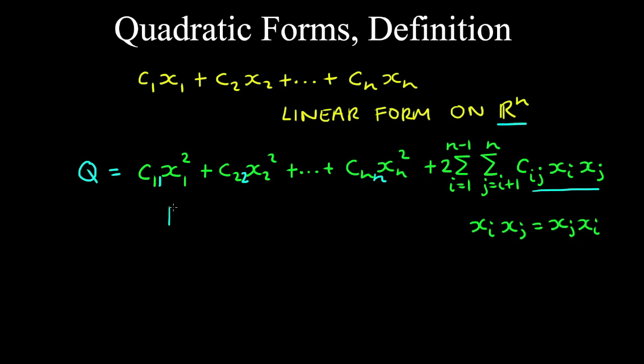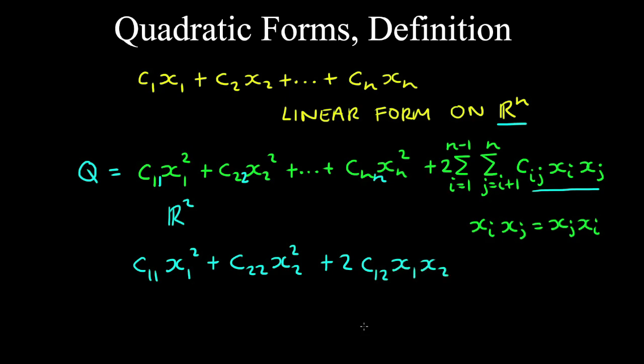Now the general quadratic form on R2 is C11 by x1 squared plus C22 by x2 squared plus 2 by C12 by x1 x2. So as we can see in this case, n is equal to 2. So therefore we're summing from i equals 1 to 1 and j equals 2 to 2. And we only end up with this term.